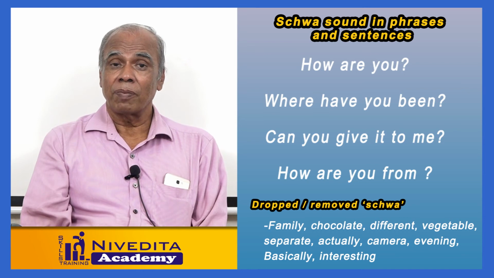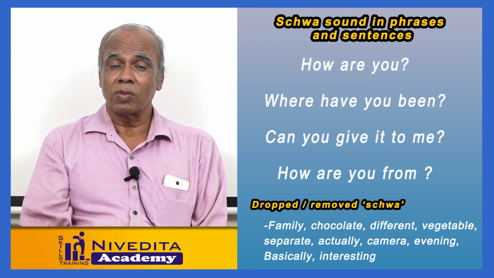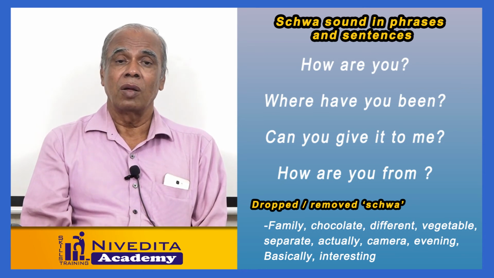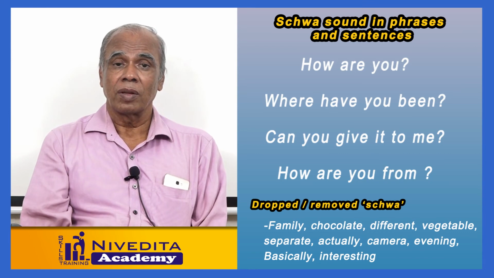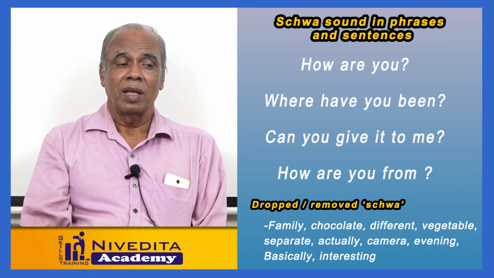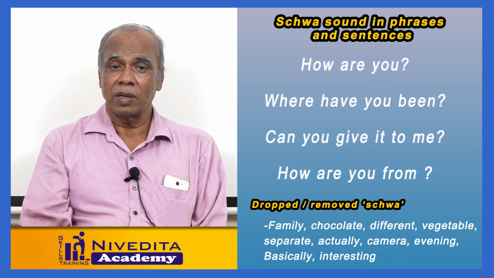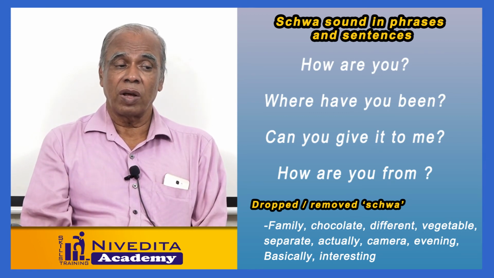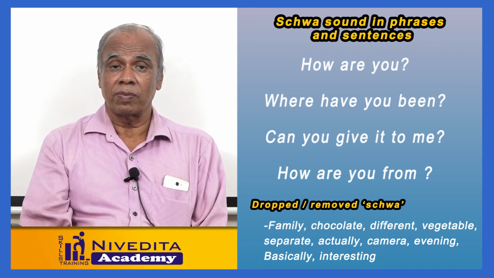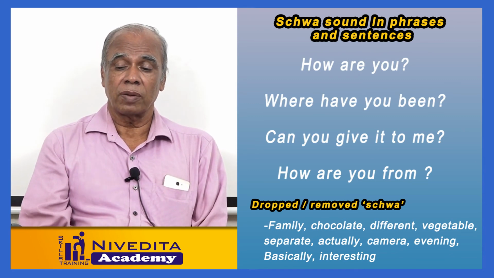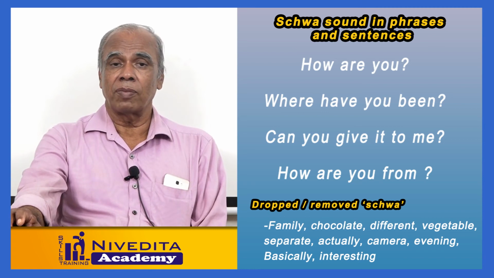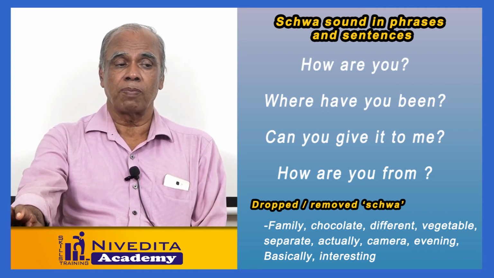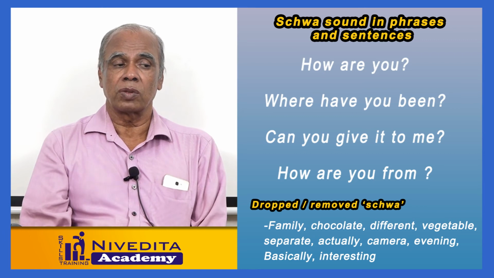Where have you been? You cannot say, where have, like that. Where have you been? Auxiliary verbs are unstressed. Can you give it to me? Can you? It's not can. Where are you from? You can say, where are you from? Right? And some of the schwa sounds are dropped or removed.